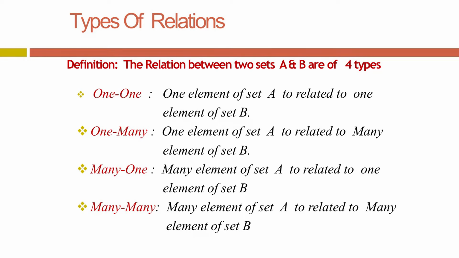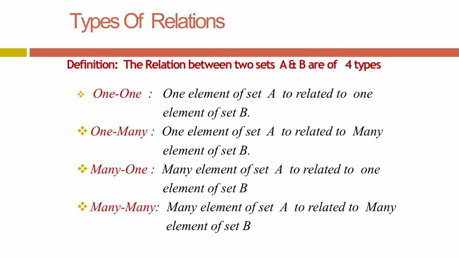Next, what are the different types of relation? There are 4 types of relation: one-one, many-one, one-many and many-many. So, what is one-one relation? One-one relation is that in which one element of set A is related to one element of set B, and many-one relation is that in which many elements of set A are related to one element of set B. One-many is one element of set A is related to many elements of set B. Last is many-many, where many elements of set A are related to many elements of set B.